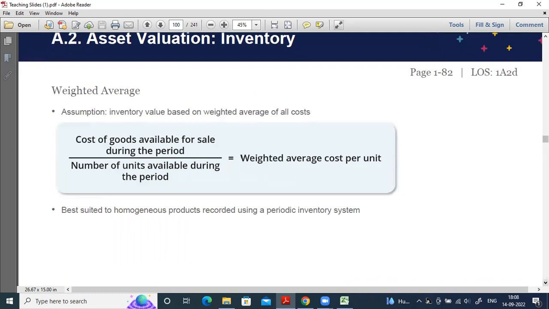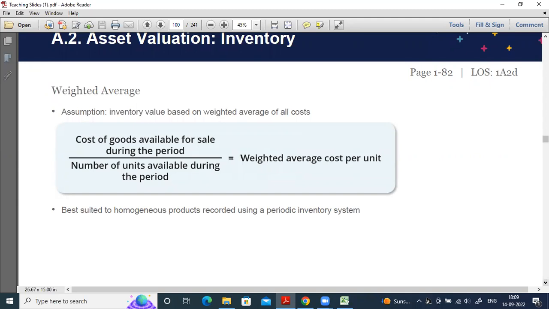Now, weighted average method. One of the most commonly used methods in practice is weighted average. As per weighted average, we assume that inventory value is based on the weighted average of all costs. The formula we use is cost of goods available for sale during the period divided by number of units available during the period. Then we get the weighted average cost per unit.